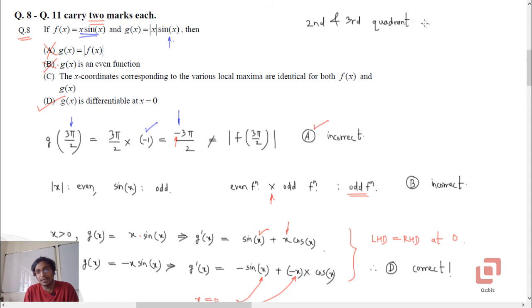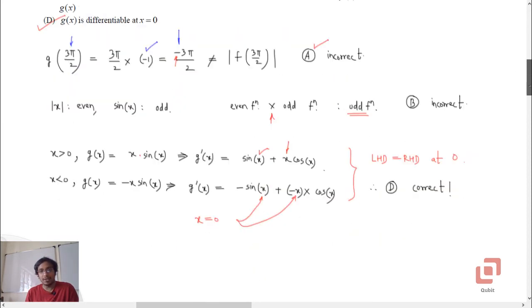Okay, because that is where you will actually see the difference between these two curves. In the first quadrant and in the fourth, there will not be any difference because mod of x is equal to x if x is positive. Okay, yes, so that is question 8.